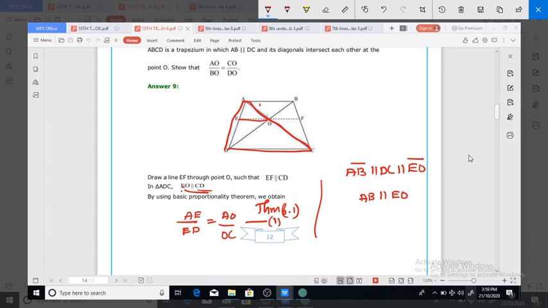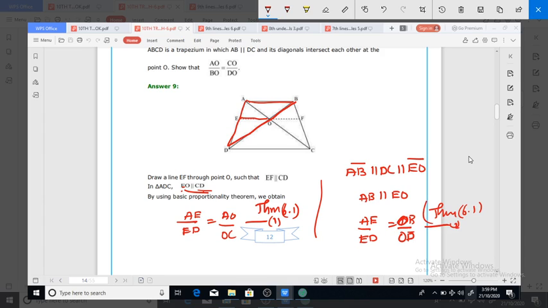Okay, so next, draw the diagram here. If EO is parallel to AB, observe this triangle. Okay, so write the proportion. AE by ED is equal to OB by OD. This is equation 2 by Thales theorem.